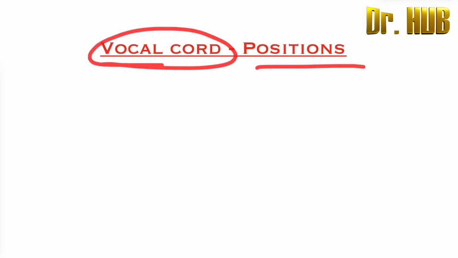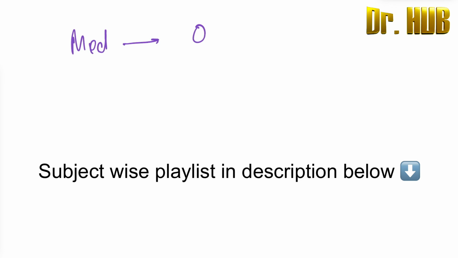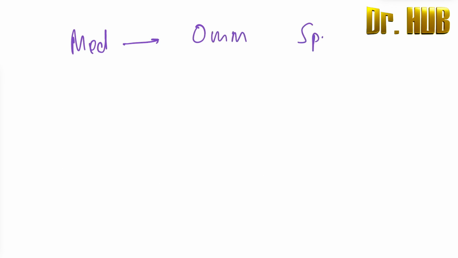Vocal cord, and we are looking at its positions. So the first is the median. So median, the distance from the median is 0 and the units we are considering as mm. So it is seen in terms of the speech as well as the swallowing.